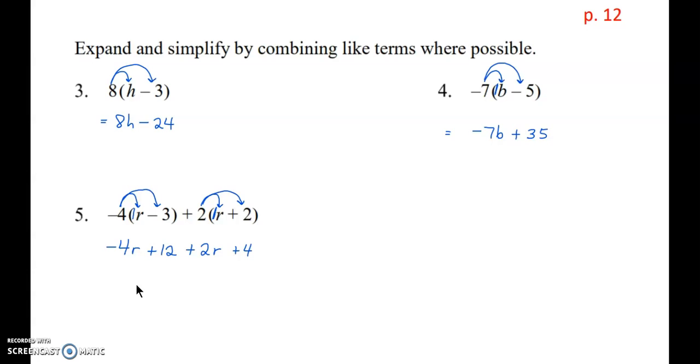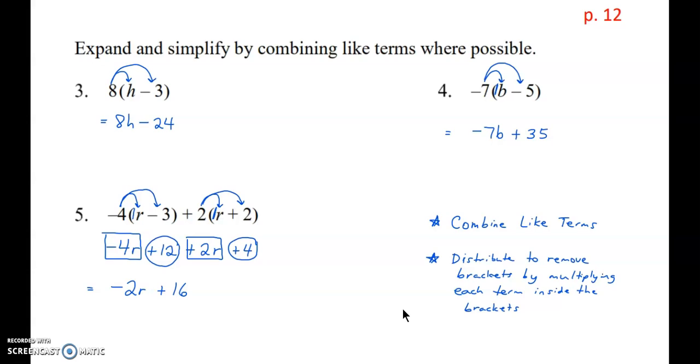At this point, I can look and see, can I combine my like terms? And I can. I have 2 coefficients and variables, so negative 4r can be combined with positive 2r. Negative 4 plus 2 is a negative 2r. And then the constants can be combined. Positive 12 plus 4 results in a positive 16. So fully simplified, my expression is negative 2r plus 16.